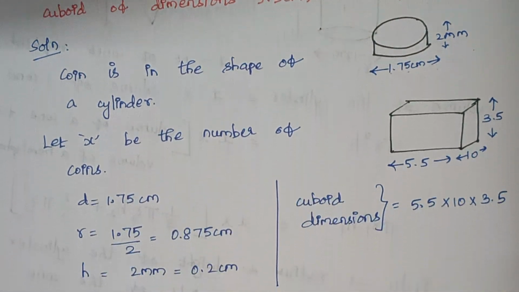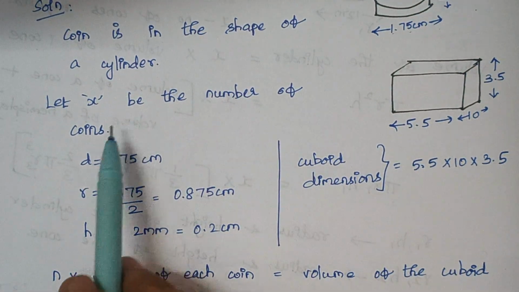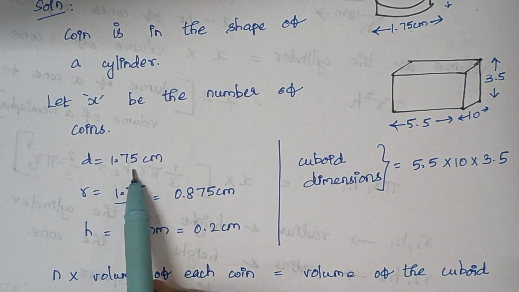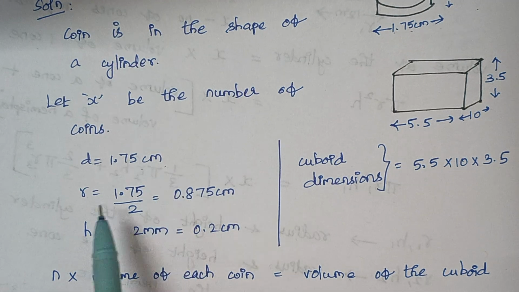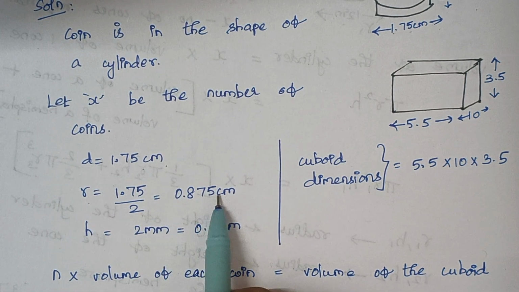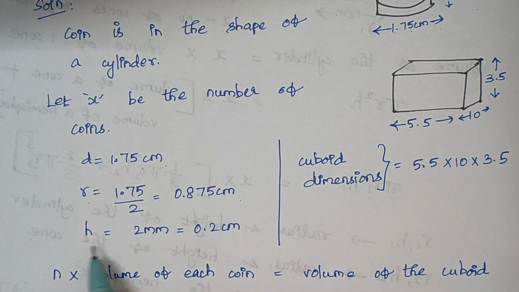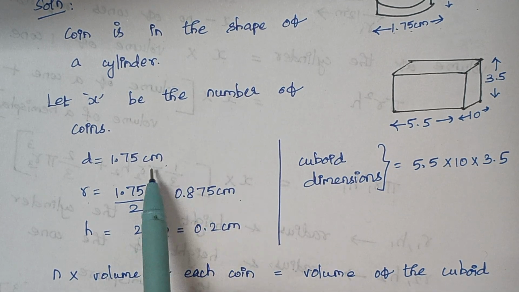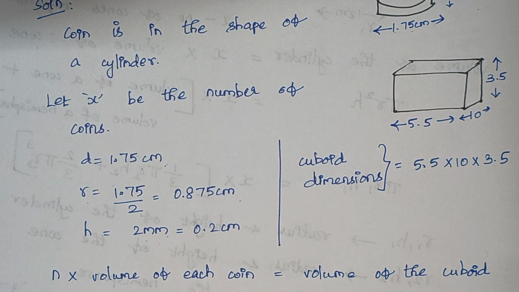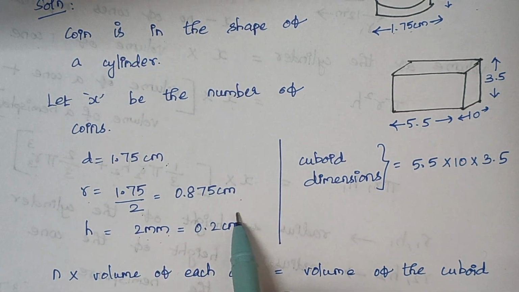So again here, let x be the number of coins required. And here the diameter of the coin is 1.75 centimeter. So radius is diameter by 2, which is 0.875 centimeter. And height is 2 millimeter. So here the radius is in centimeter and height is in millimeter, so I am converting this millimeter to centimeter. When you divide 2 by 10, it becomes 0.2 centimeter.